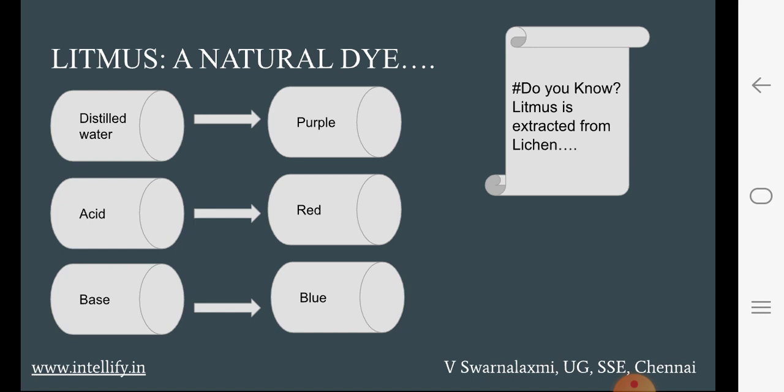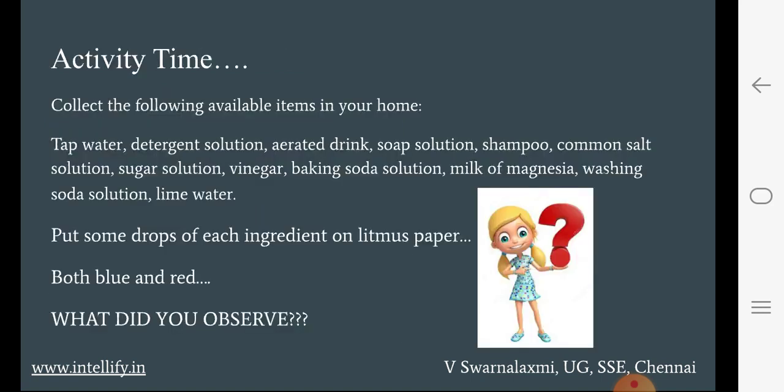If the solution is acidic, blue litmus paper turns red. If the solution is basic, red litmus paper turns blue. Easy, good to go. Move ahead.